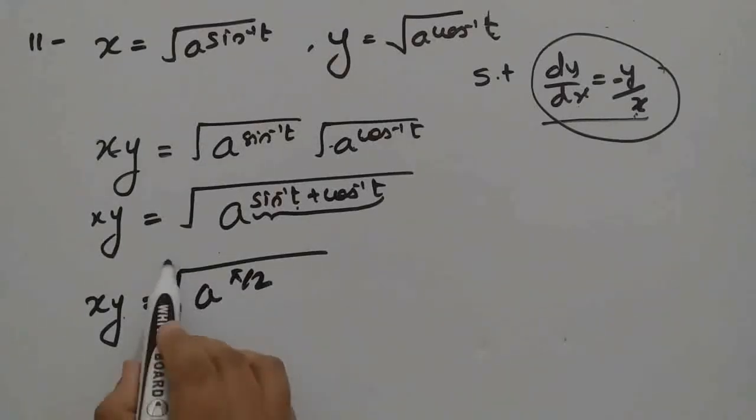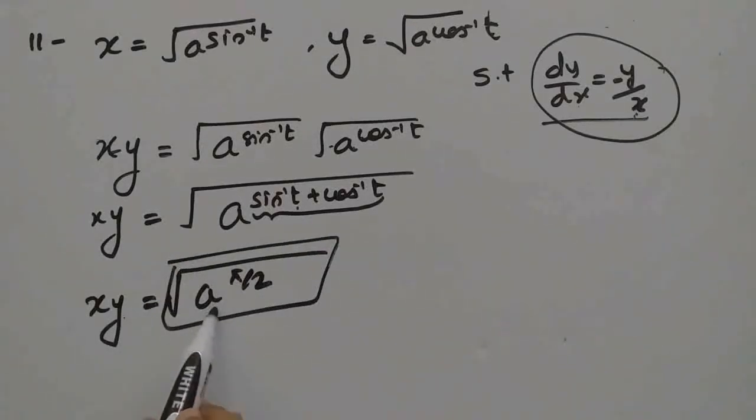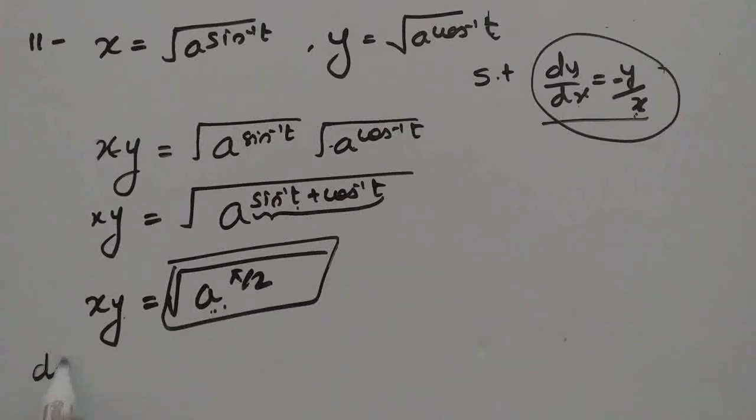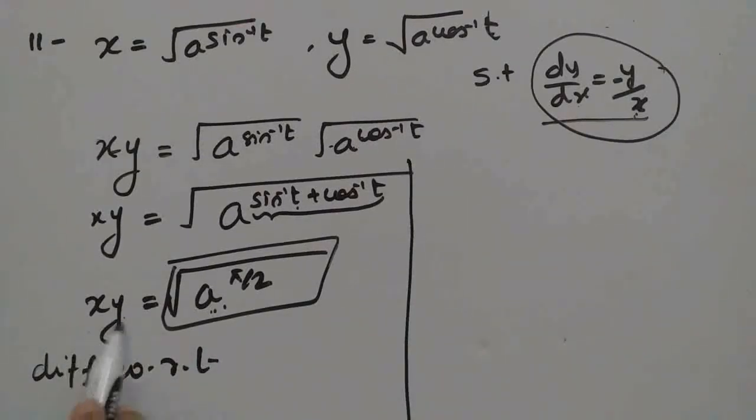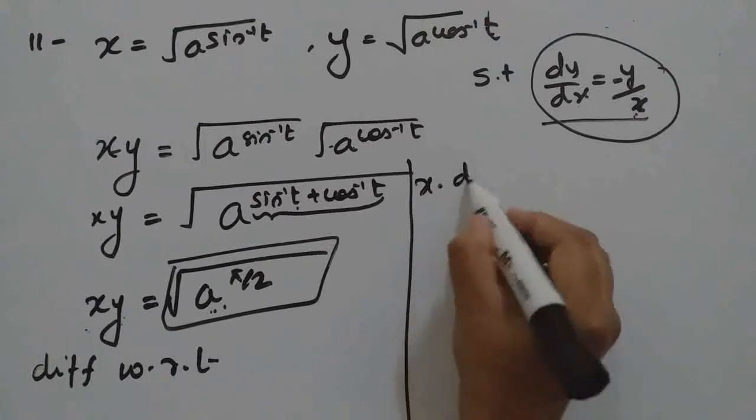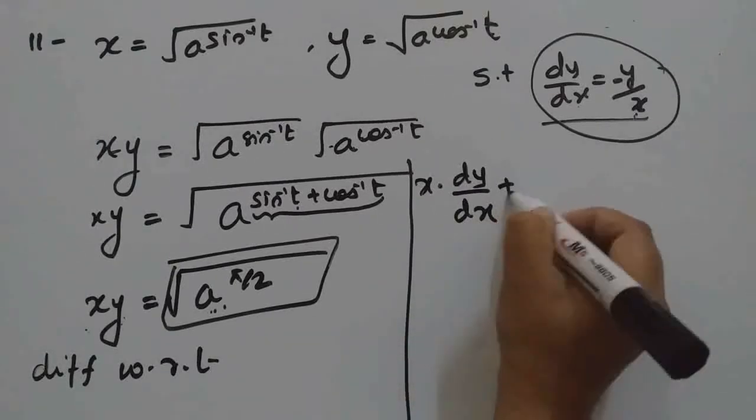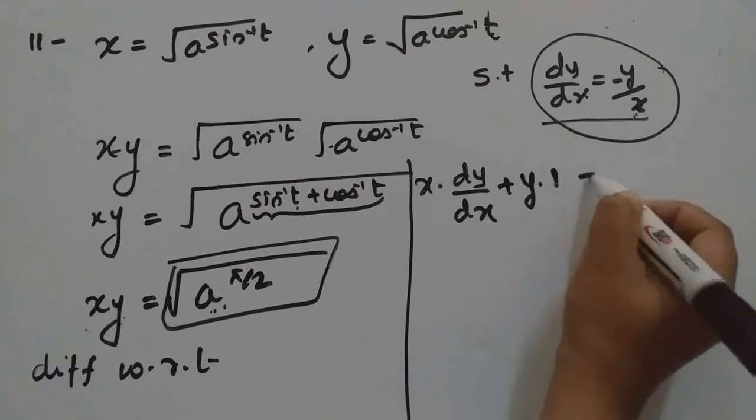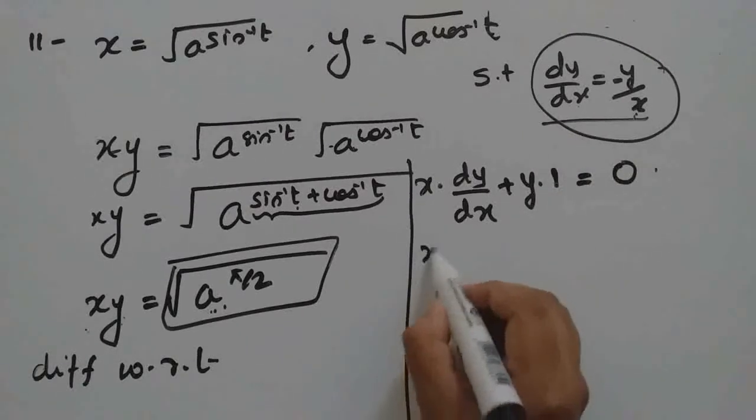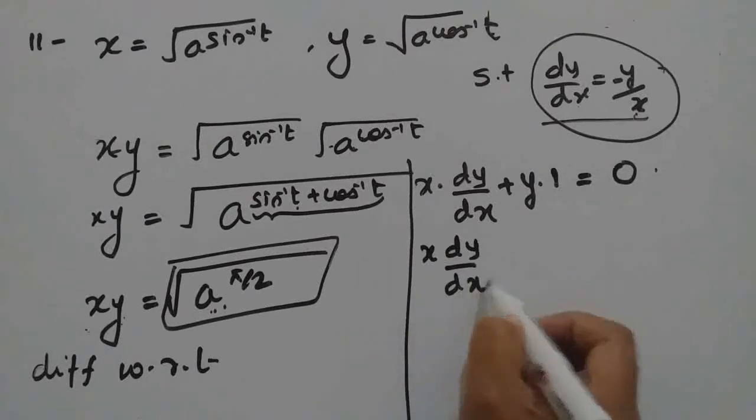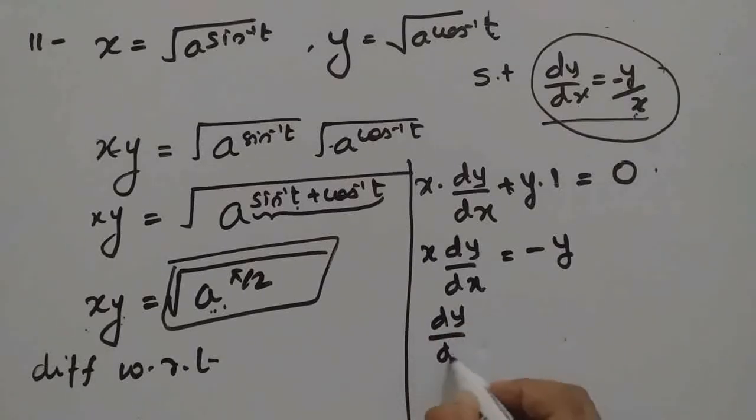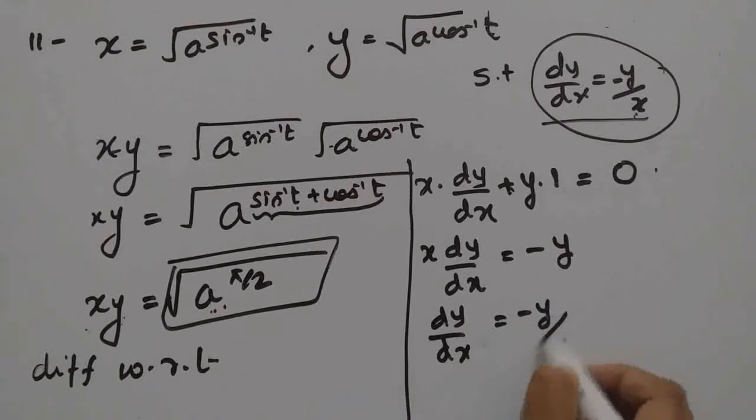So now this term is what? Constant. So the derivative of this constant will be 0 directly. So now differentiate with respect to x. Here the product rule: first function same, derivative of the second, plus second function same, derivative of the first, which means derivative of x, which is 1, and here 0. So we should find dy by dx. So this plus y should go to that side, minus y. So dy by dx will be minus y by x.